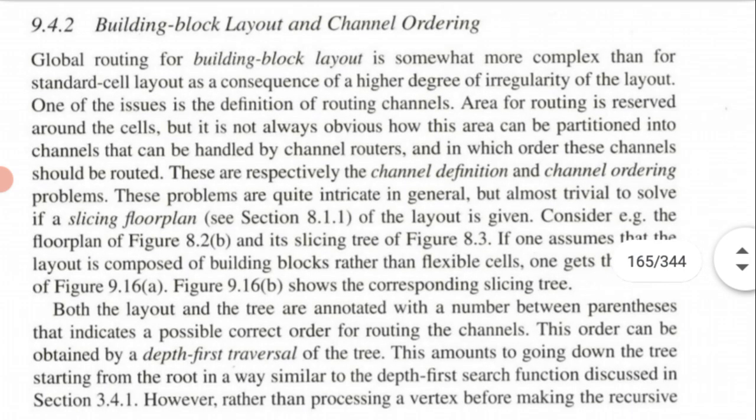Next we are going through building block layout and channel ordering, global routing for building block layout. Here this is the next one, building block layout. In the last one we learned about standard cell layout. This is the building block layout. Global routing for building block layout is somewhat more complex than for the standard cell layout.